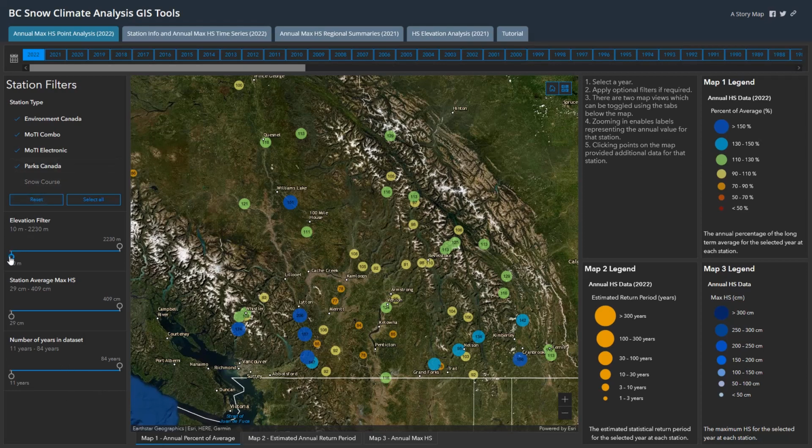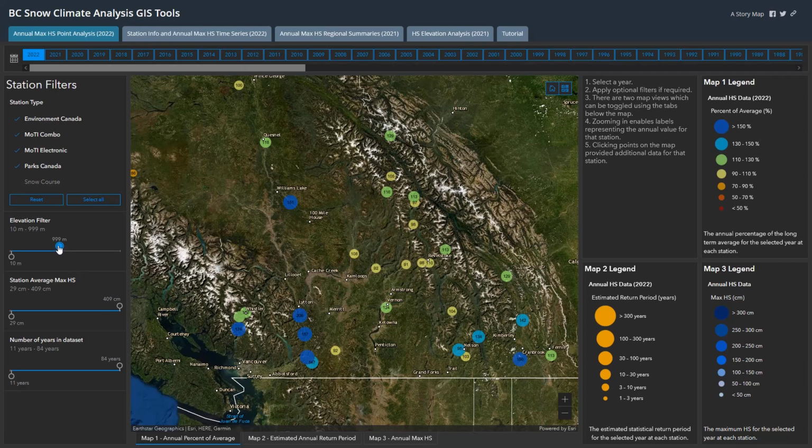Right off the bat, I'm going to show you there's a lot of low elevation stations, right? So if we set our upper bound to about 1,000 meters, now we're looking at valleys, essentially. And we start to see a little bit of a different picture here. We're seeing mostly yellows and greens, and then a bunch of blue circles in places.